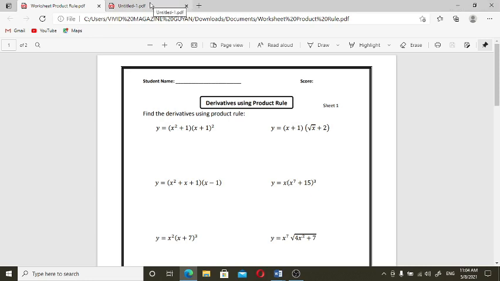Now under the product rule we'll be following a very simple rule, which is, just a moment, and it's acting up already. Just give me one moment to start this out.